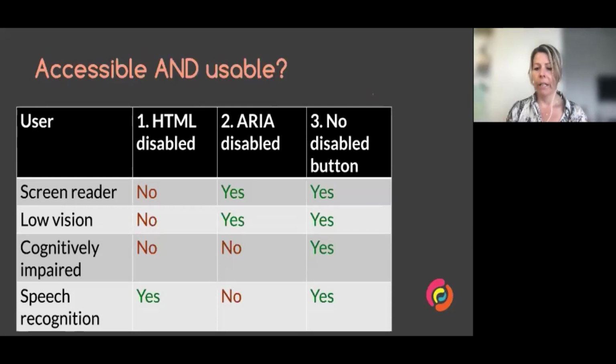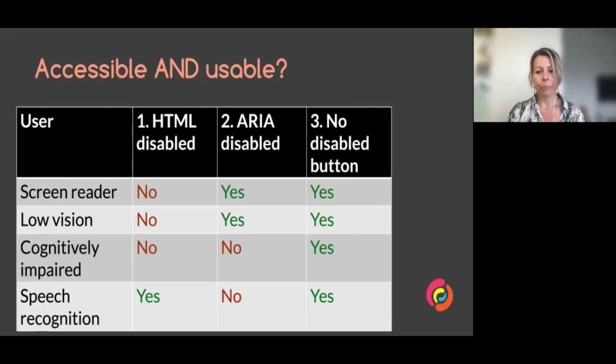Which of the three approaches that we've looked at in this presentation is potentially the most accessible and usable? On the slide, we have a table showing each approach, and then 4 types of users with disability on the left, which are screen reader users, low vision, cognitively impaired, and speech recognition users. The first approach, the HTML disabled approach, impacts 3 out of 4 of these users. It impacts screen reader users, low vision, and cognitively impaired. As such, it's the least accessible and usable approach.